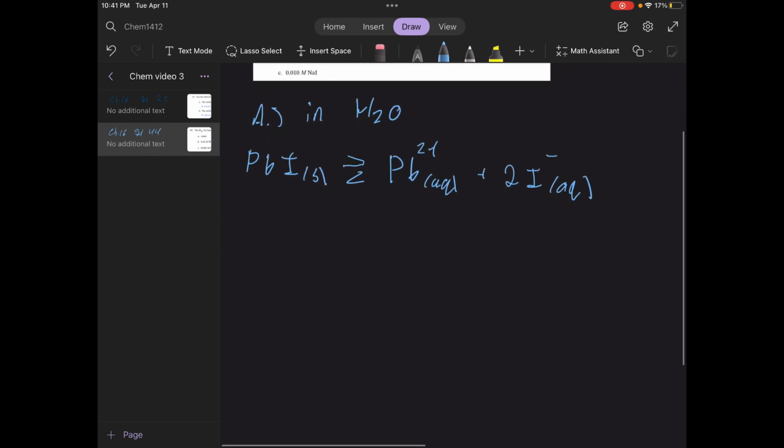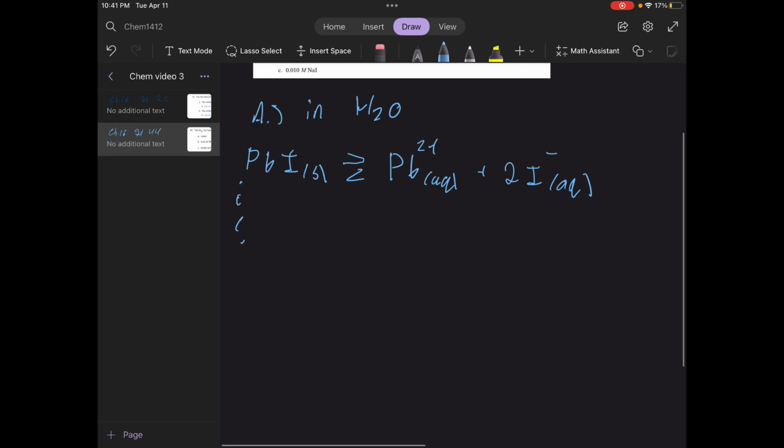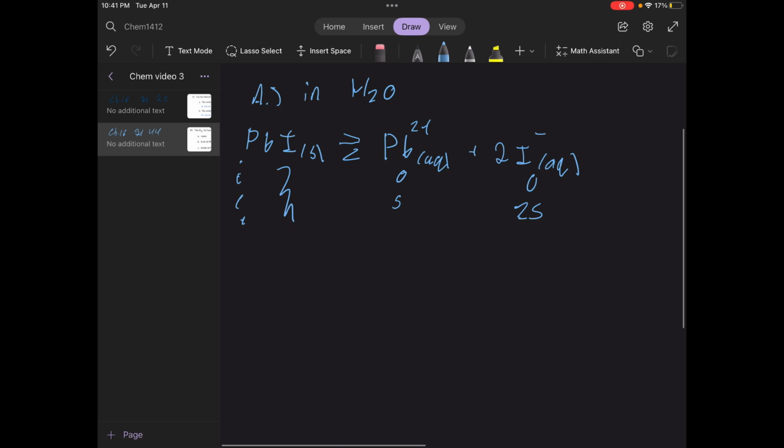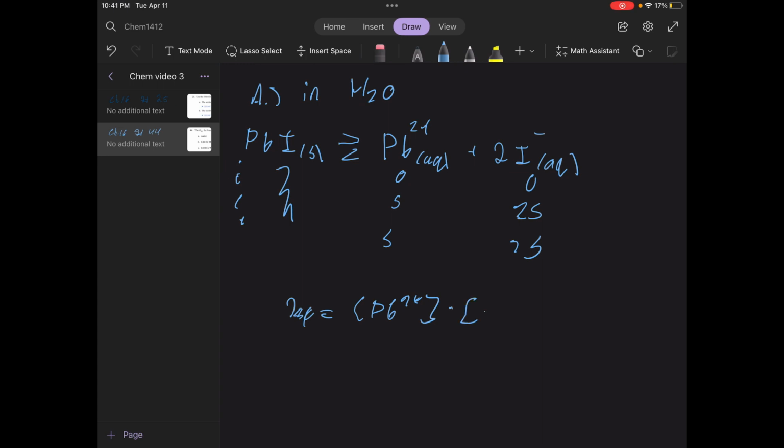Here we could use our ICE chart. So ICE. The solid doesn't really matter. Here the initial concentration is just 0, 0. Then the change is going to be S and 2S, and the equilibrium is S, 2S. We know the Ksp is going to be equal to Pb2+ times I- squared.